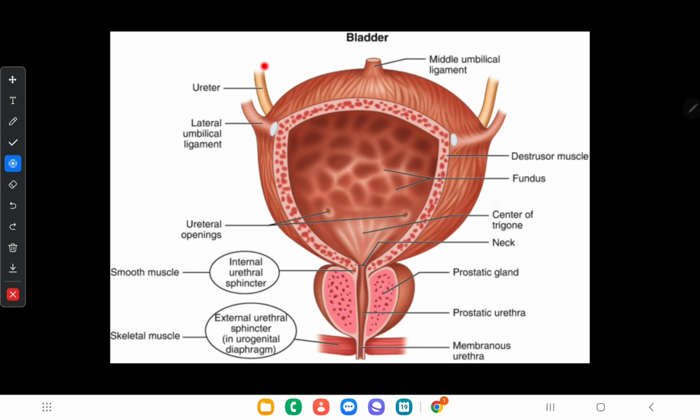Muscular coat. When we talk about the muscular coat of the bladder wall, we call this the detrusor muscle. You can see here very clearly the detrusor muscle. And at the neck of the bladder, the circular component of the muscle coat is thickened to form the sphincter vesicae. Here, the sphincter is formed.